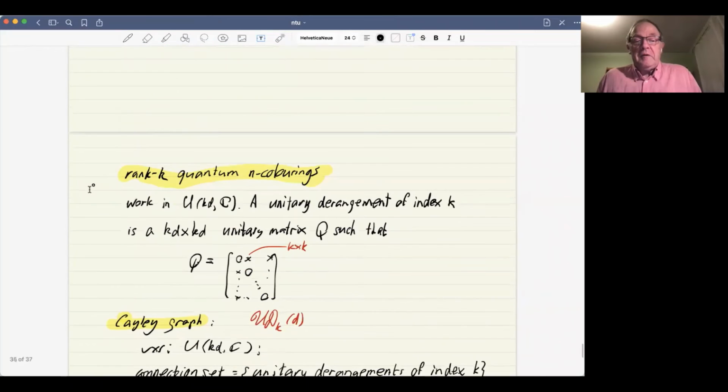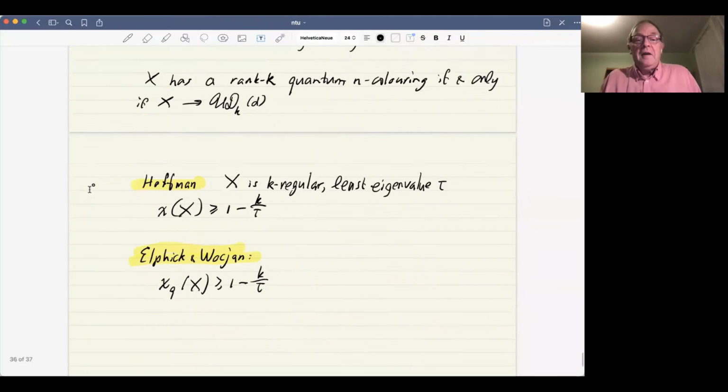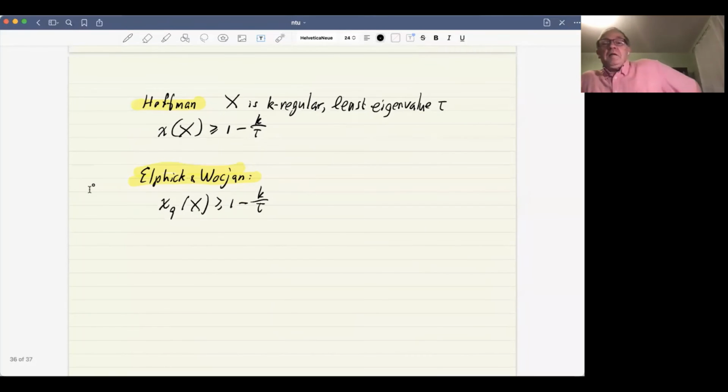Now, I think I can spare you that. I just wanted to finish off with something, since I've worked in algebraic graph theory. There are lots of interesting eigenvalue bounds on parameters related to coloring: bounds on size of cliques, bounds on size of co-cliques, bounds on chromatic number. One of the oldest and most famous is Hoffman's Bound, which says that for a k-regular graph with least eigenvalue tau, the chromatic number is at least 1 minus k over tau. Now tau is negative, so it's fine. The really interesting thing is that Elphick and Watson proved that 1 minus k over tau is actually a lower bound on the quantum chromatic number.